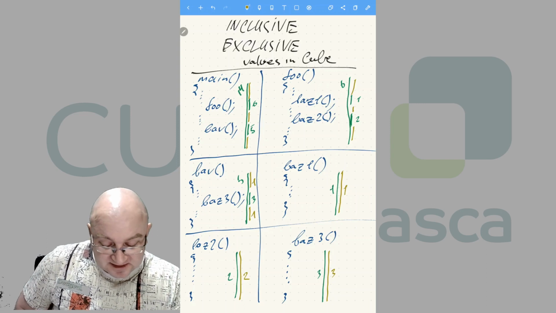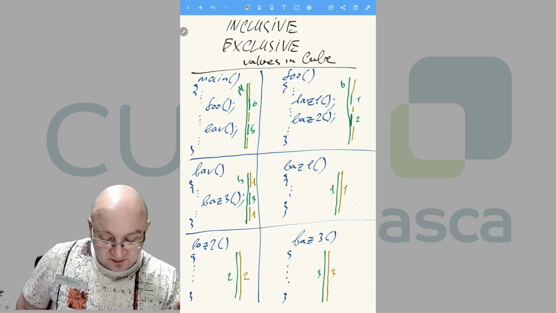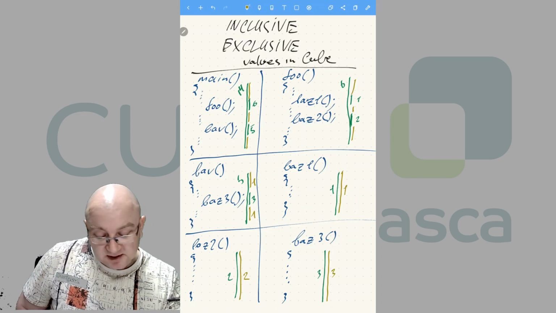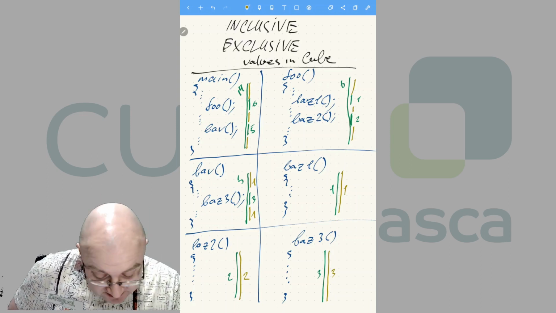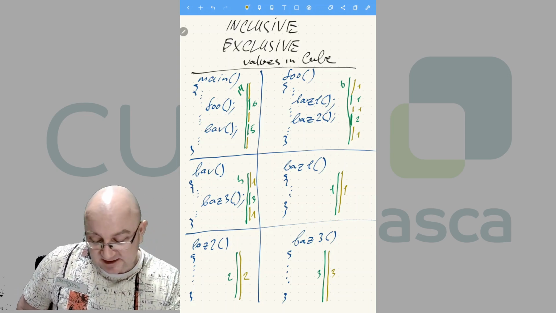And the same is in foo. So we have a total runtime of 6. The runtime of buts1 and 2 is 1 and 2, so 3. Therefore, the other parts are, let's say, 1 and 1 and 1. So in total 6. And the same is with main.